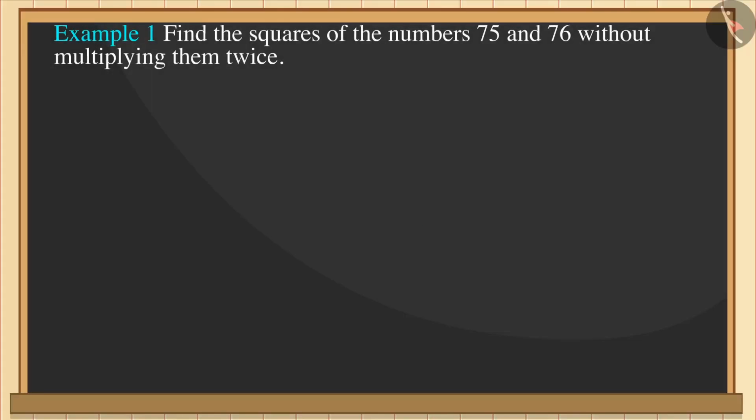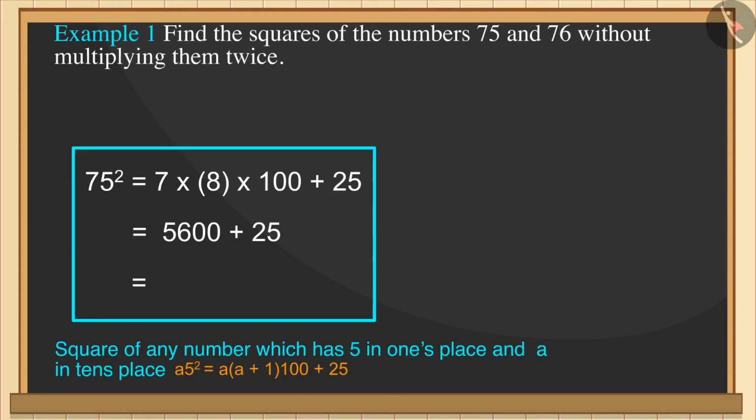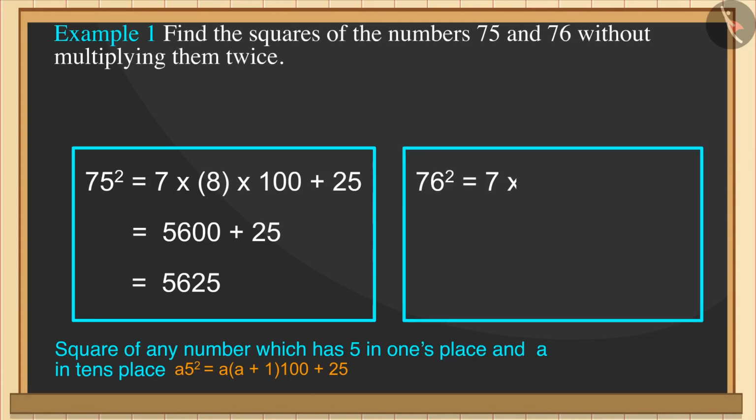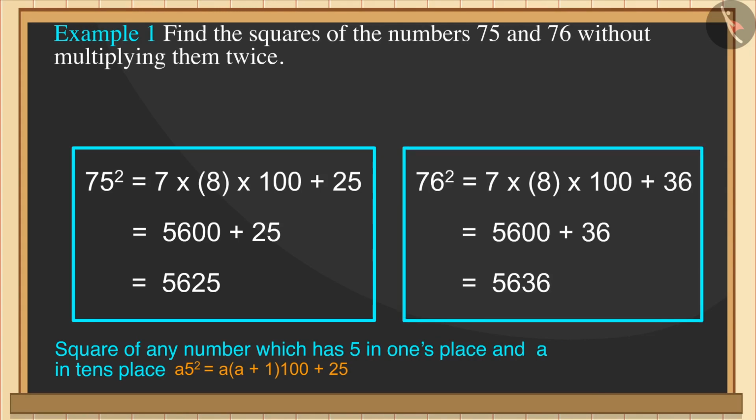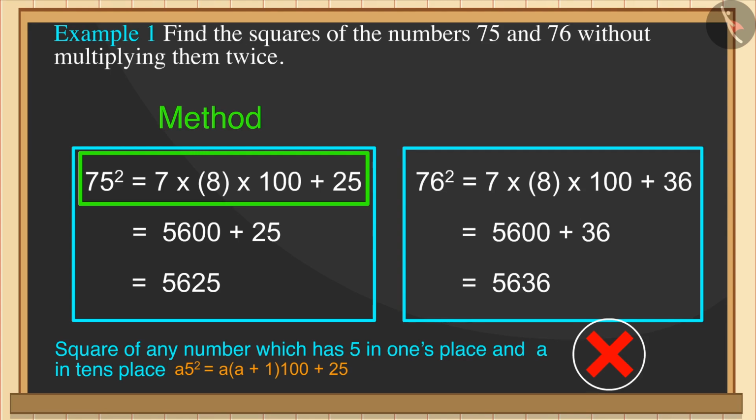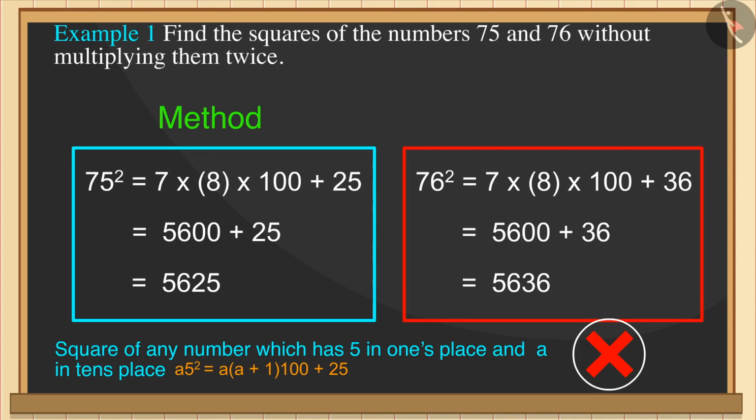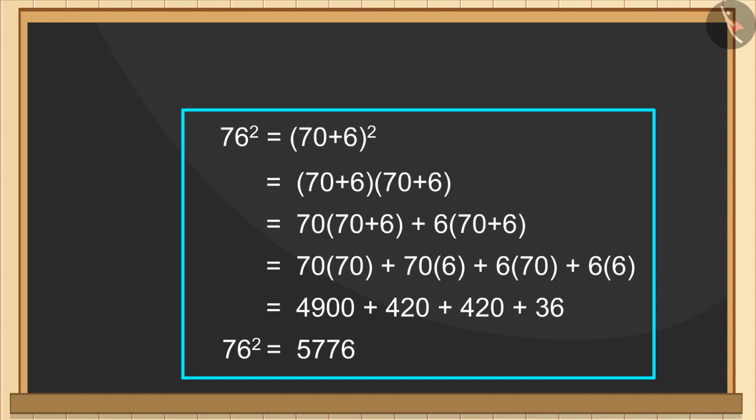Let's solve this. We can find the square of 75 in this way. Many students strive to find the square of 76 in a similar way, which is wrong. Because the method applied here to find out the square of 75 is used to find the square of numbers ending in 5. There are several ways to find the square of 76. One of the methods is given here.